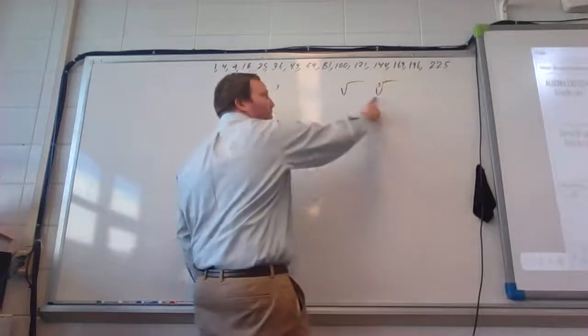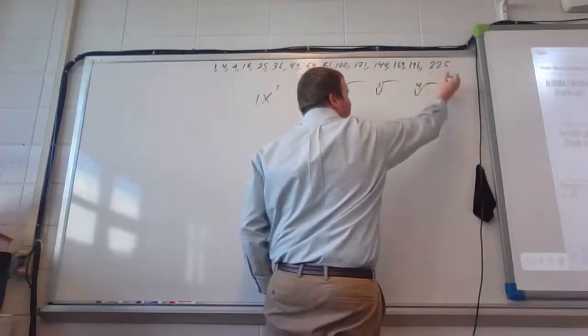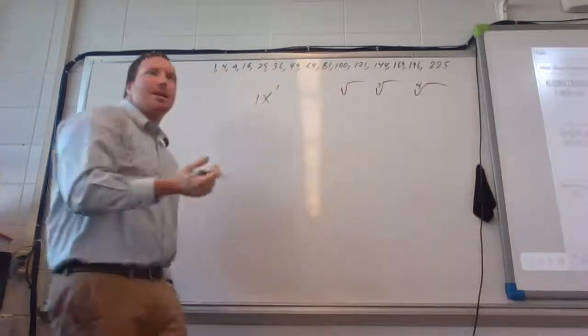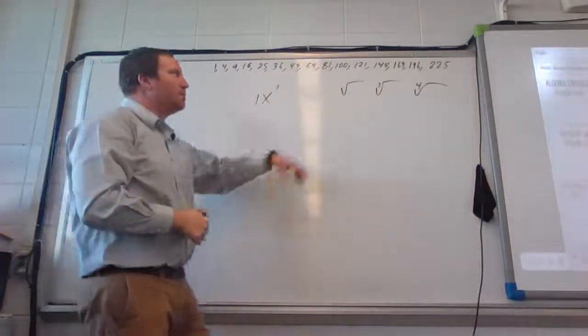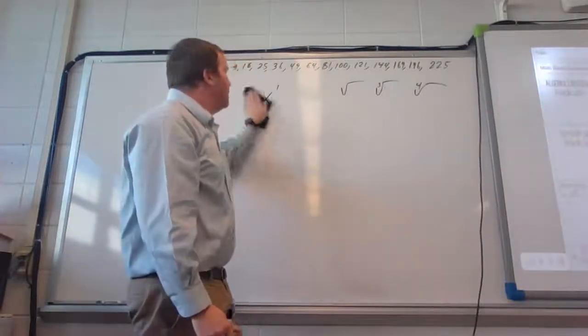So other roots would be like our cube root, or the third root, or the fourth root, fifth root, anything like that. The 2 is understood to be there when we're talking about the square root.